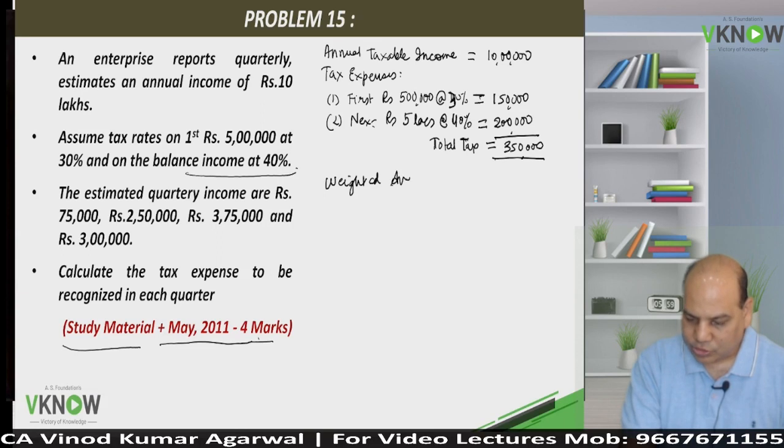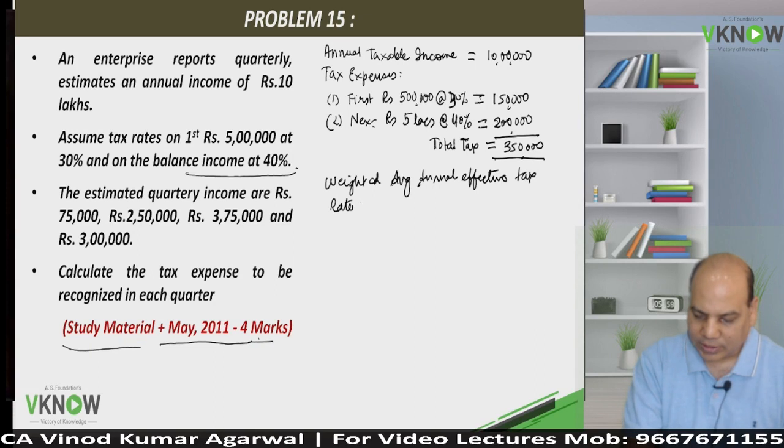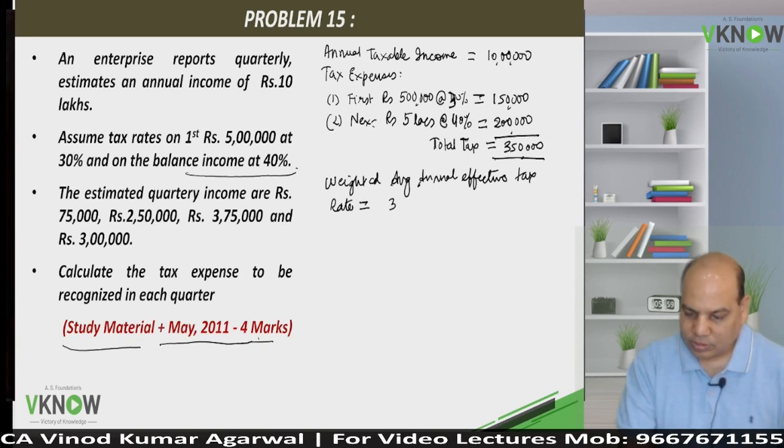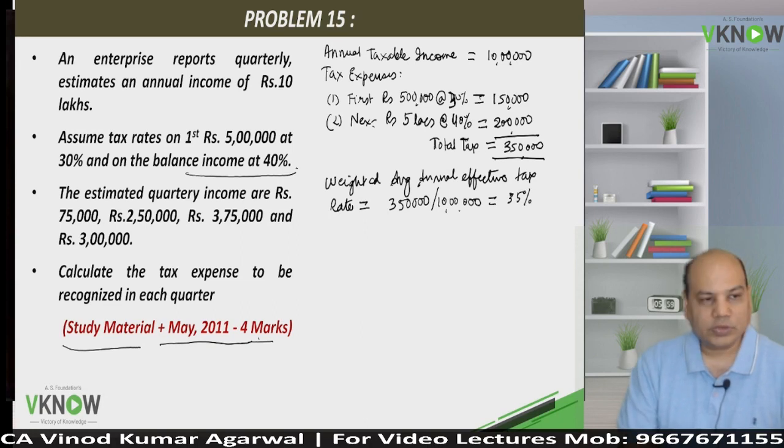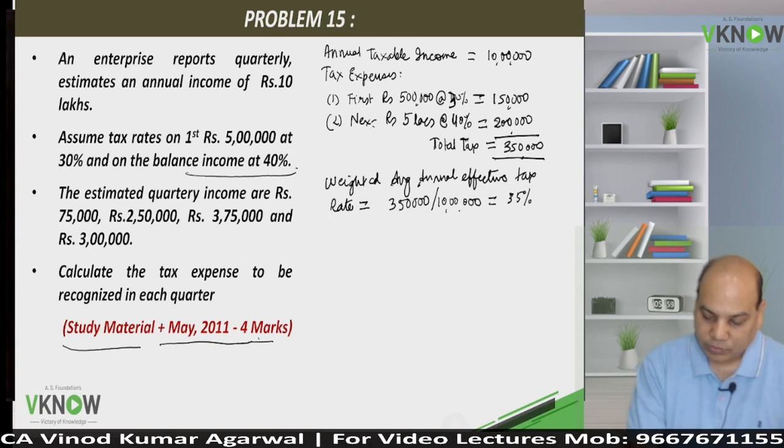Therefore, the weighted average annual effective tax rate will be 3,50,000 divided by 10 lakh, and that comes to 35%.